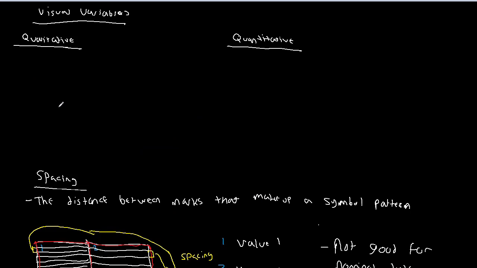So for qualitative, spacing for ordinal only. Quantitative, definitely you can use spacing. So spacing is a good variable for quantitative, and it's a good variable if the qualitative variable is ordinal.